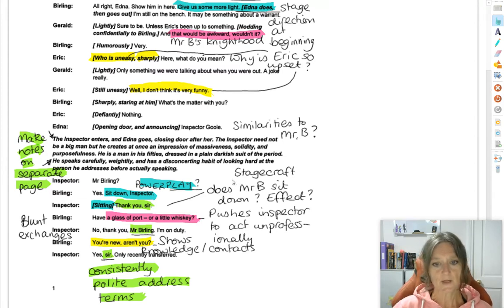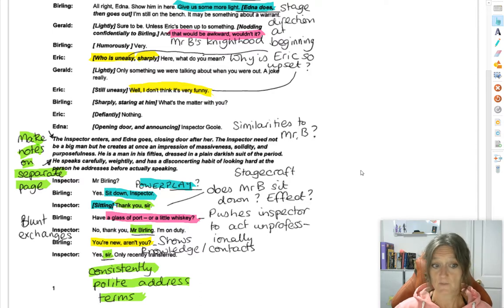But let's have a think about some stagecraft. So this is assessment objective 2. So we're analysing stagecraft here. And I've put down here, is this a power play? Yeah, because I do think that Birling starts his power play straight away, really.